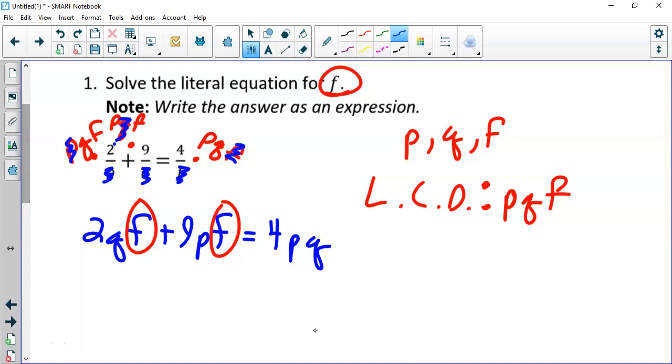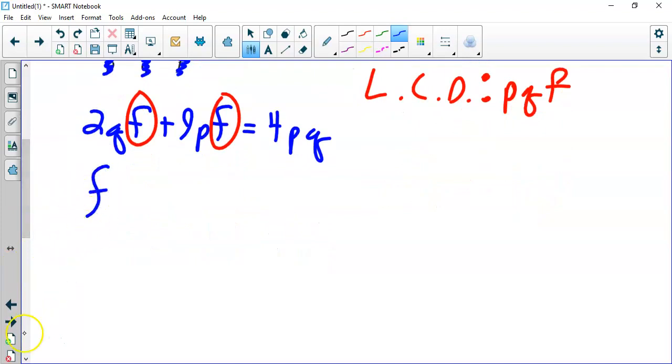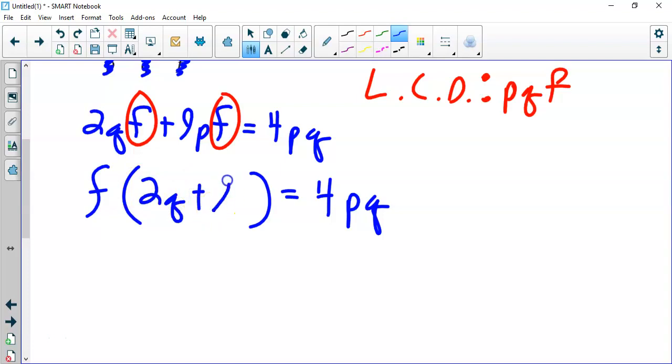And this is the step that gets the students. Don't take out the Q and the P. Take out what? F. It's a GCF. Both of these have an F, right? Pull it out. Pull out the F. Because how many F's will that create? Just one. And one F we can get by itself. So what's left inside if I pull that F out? 2Q plus 9P. Does that make sense? It's a GCF step. Pull that F out.